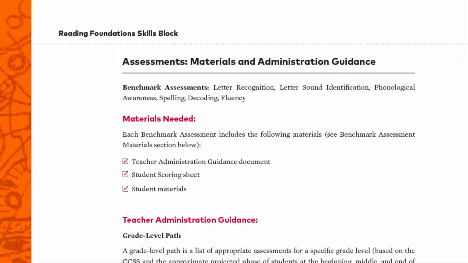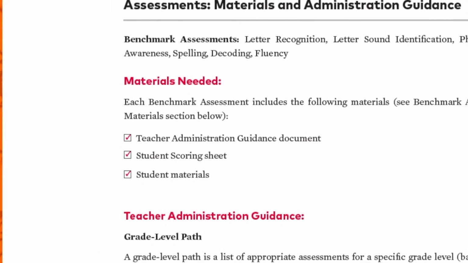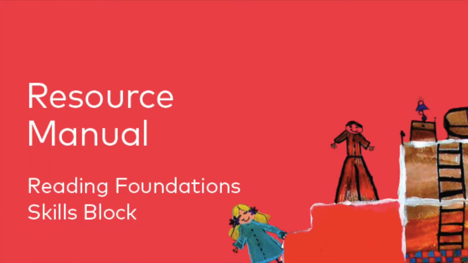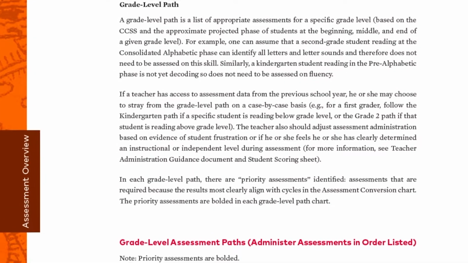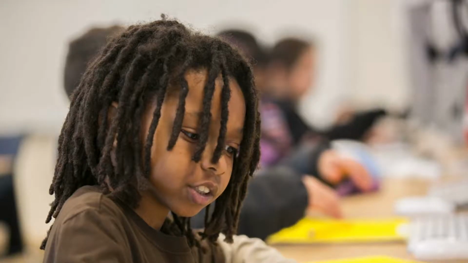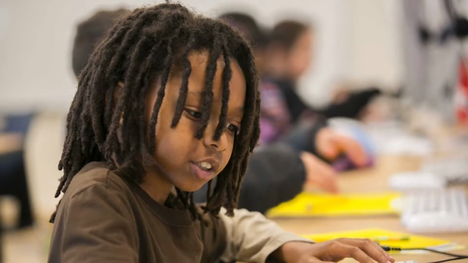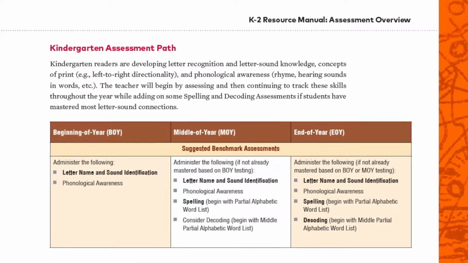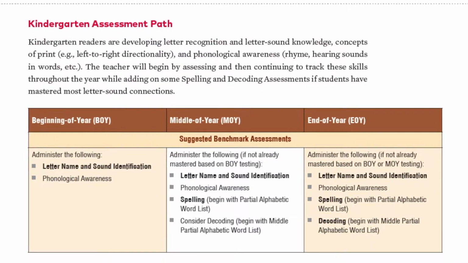Each benchmark assessment includes a teacher administration guidance document, a student scoring sheet, and student materials. All of these can be found in the resource manual beginning on page 59. These assessments are organized based on grade level paths, which are a list of appropriate assessments for a specific grade level. For example, we know that a 2nd grade student that is reading around the middle consolidated microphase doesn't need to be assessed on letter recognition and sounds. Similarly, as you can see here, a kindergarten student is likely not ready to be assessed on fluency.